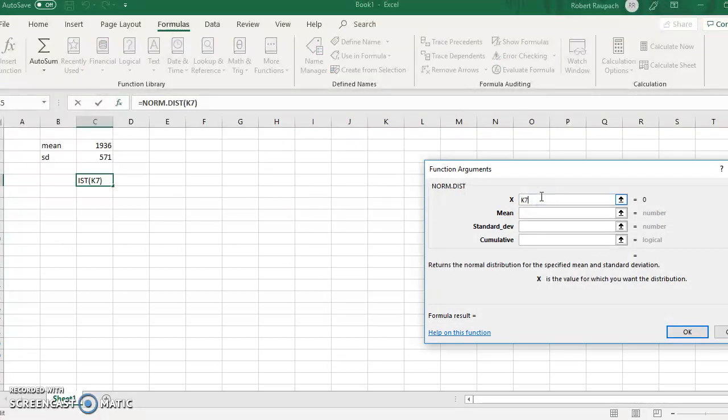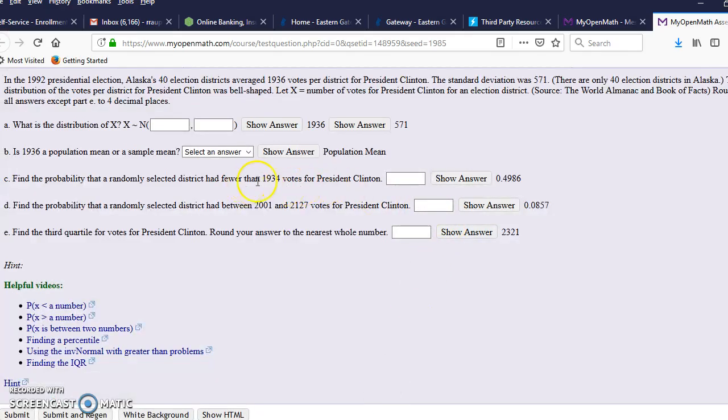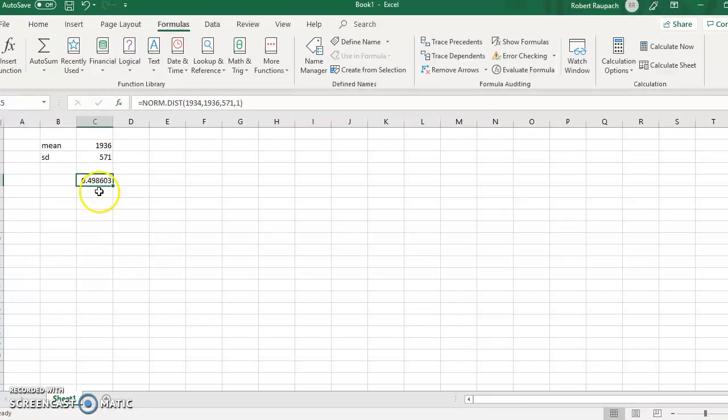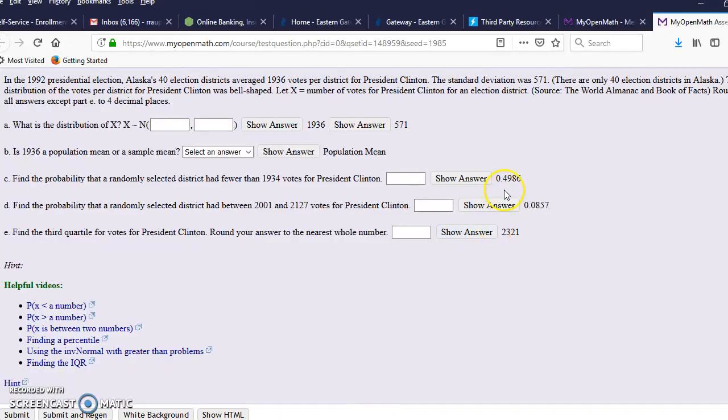Okay. It's going to ask you for the X value. And we said it was less than 1934, so 1934 would be the X value. Okay, the mean, which is always going to be 1936 in this problem. Standard deviation, which is always going to be 571 in this problem. Always put 1 for the cumulative. And there's your answer. You hit OK, there's your answer. You round that to the nearest 4 places, and there's your answer, 0.4986.